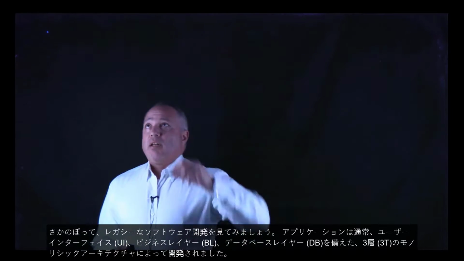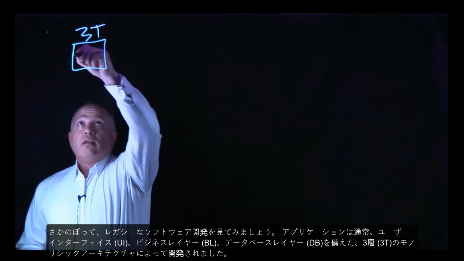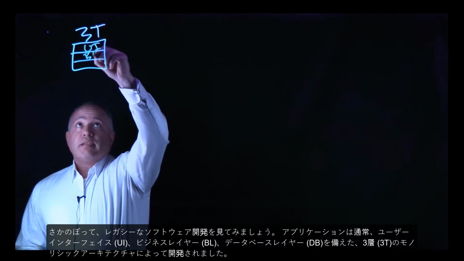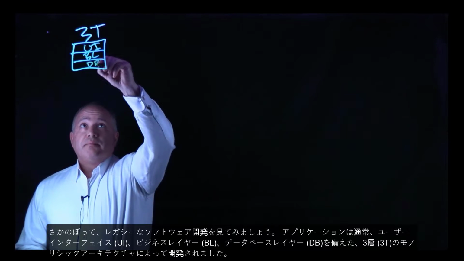Let's begin by taking a step back and take a look at legacy software development. Applications were developed leveraging three-tier monolithic architecture that typically had a user interface, a business layer or a business logic layer, and a database layer.